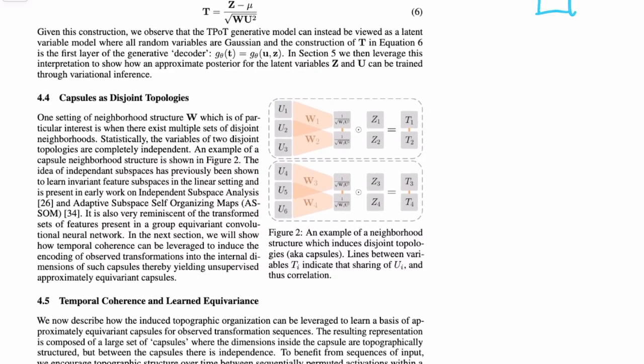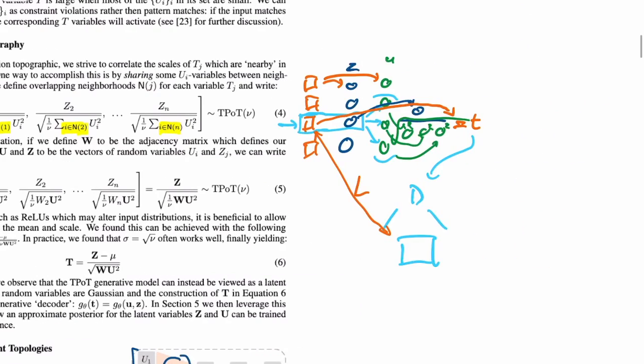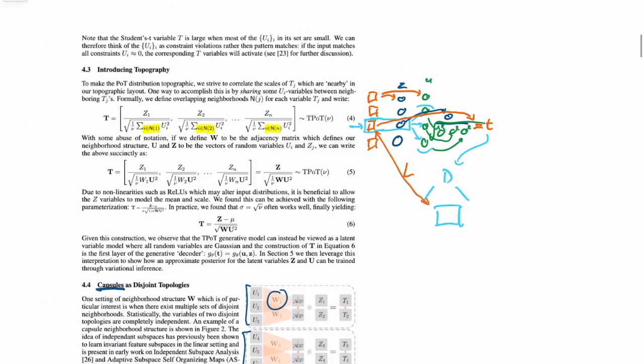So you can see that they divide this neighborhood structure. The W defines the neighborhood structure. You can see here some of the u's are connected, and then other ones are connected, but these u's are not connected with those. They talk about capsules. Essentially, they just make some of the variables dependent on each other and some not. When they do these neighborhood things, they just have two sets of variables, two sets of z's and u's, and they construct two t variables, and that's what they call capsules.